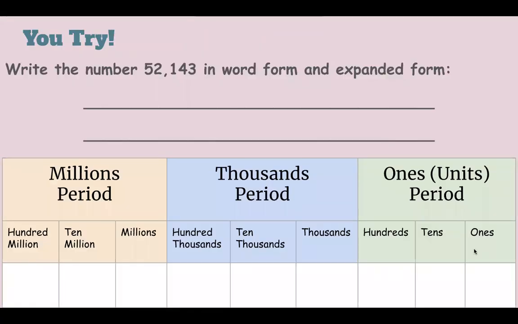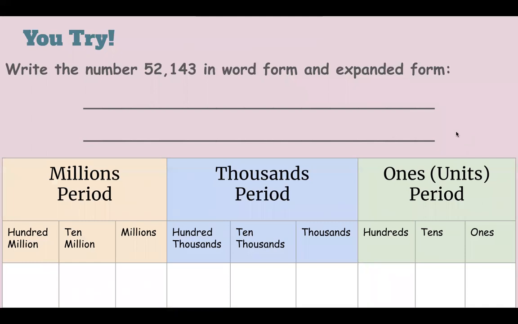All right, let's try this one. So I gave you the number, 52,143. I put it in standard form. I want you to try to write it in word form and expanded form. So pause the video. You can use this place value chart if you need to, and think about how you can write this number that's in standard form. How can you write that in word form on this line and expanded form on this line? So you can write this if you have your whiteboard or a paper pencil, and quickly jot down what you think.